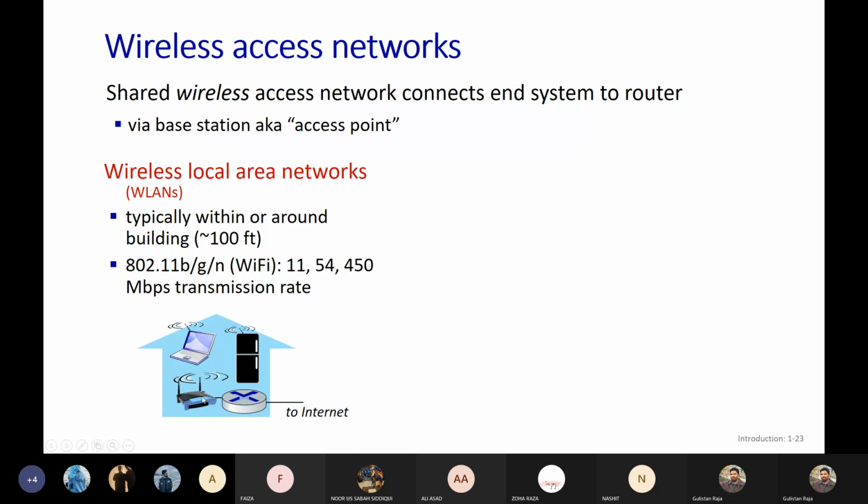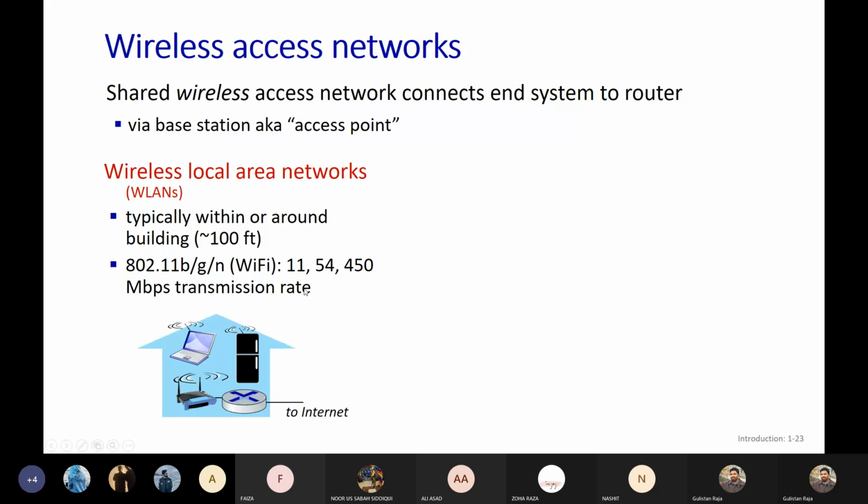Now, this wireless communication is a shared access network. Let's say that you have multiple devices in your home. All those devices are connected to the internet through this access point, and in this way they can be connected to the internet.